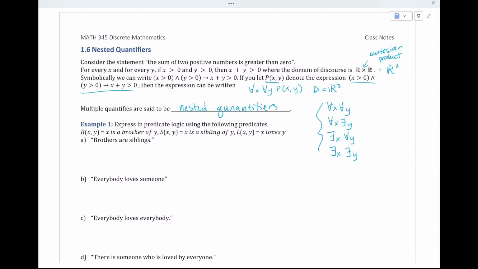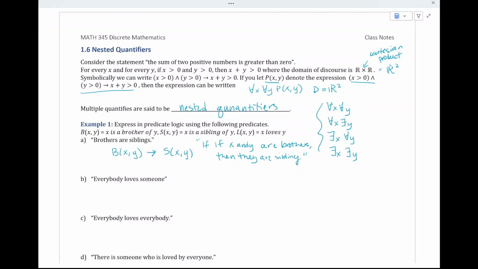So in part A, we have brothers are siblings. So let's see. B of x, y: if x and y are brothers, then x and y are siblings. So B of x, y implies S of x, y. Another way we could write it in words is if x and y are brothers, then they are siblings. And if I write this version, it's a little bit easier to see the predicate logic version.